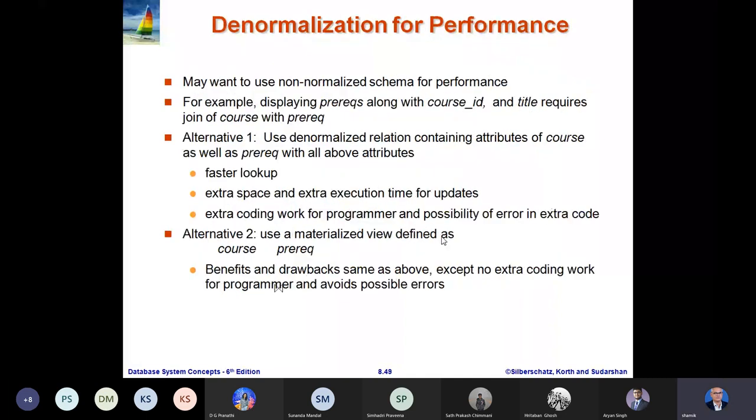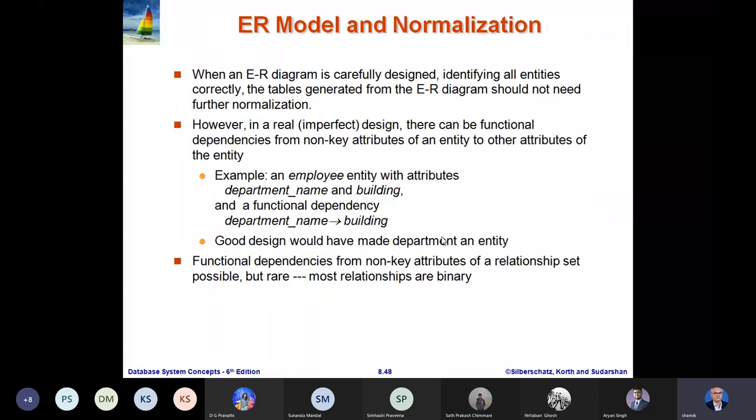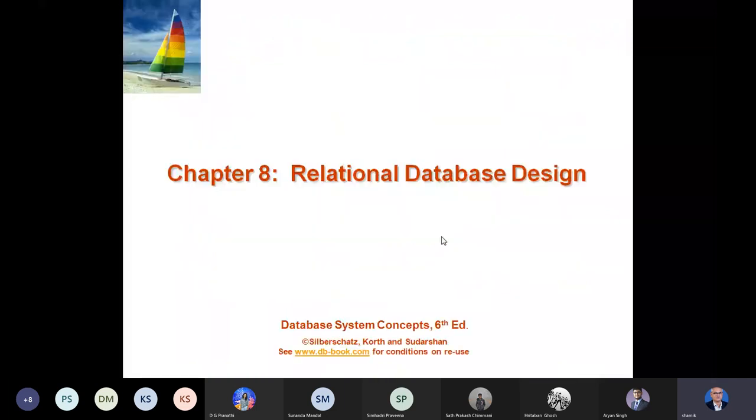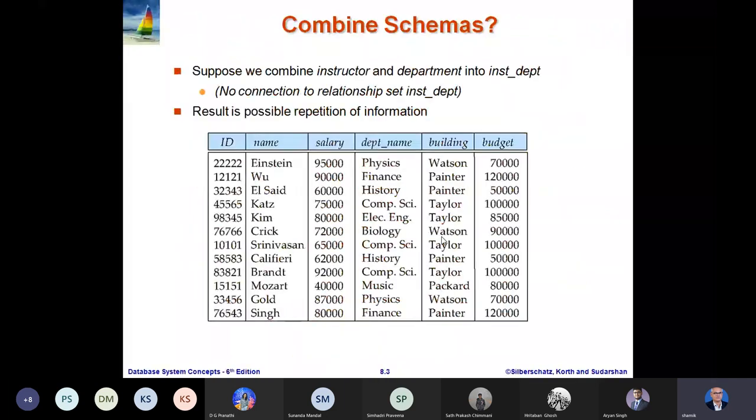Further, the last point: we are so far talking about normalization, and it is good and all. There are certain instances where, let me tell you something, if you go to this example, of course it is not a good design, but in order to get information about, say, the building where Einstein sits, from Einstein's department name, Physics, you can get the building name, Watson, from this table. You don't need a join.